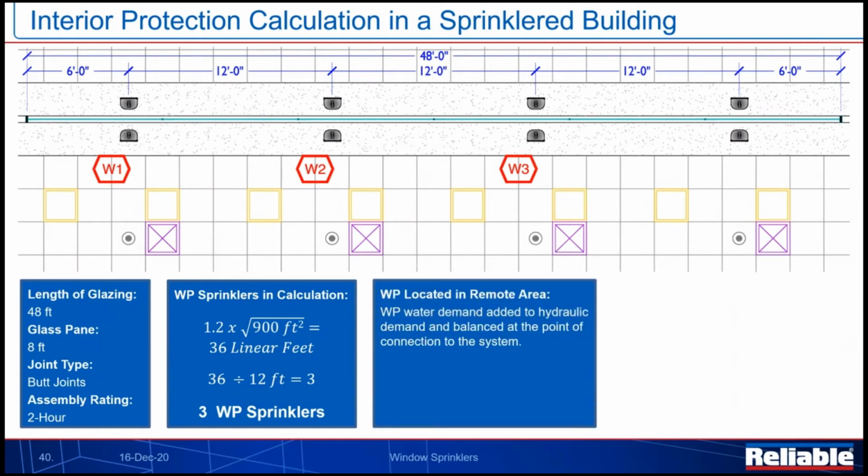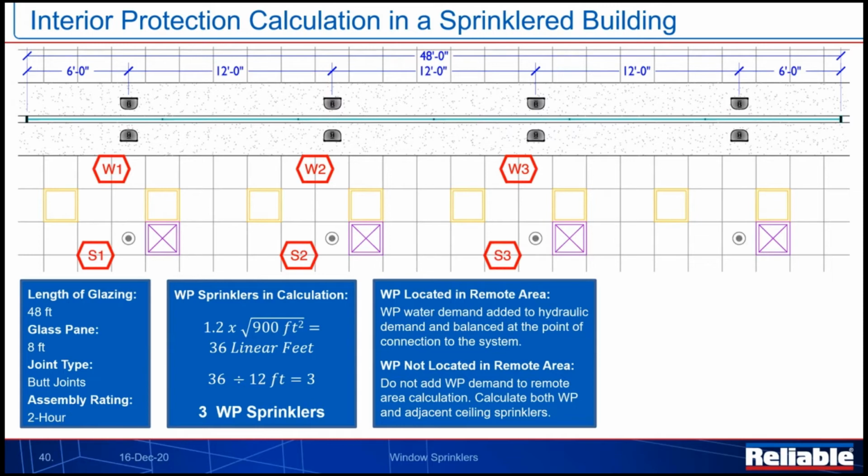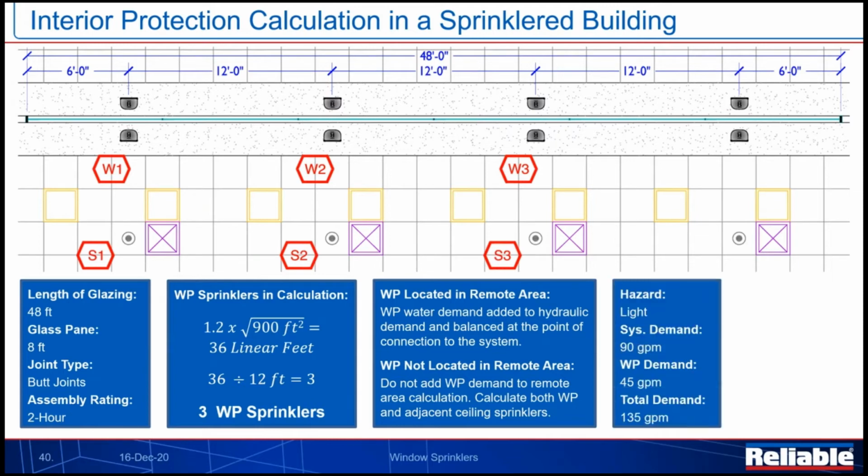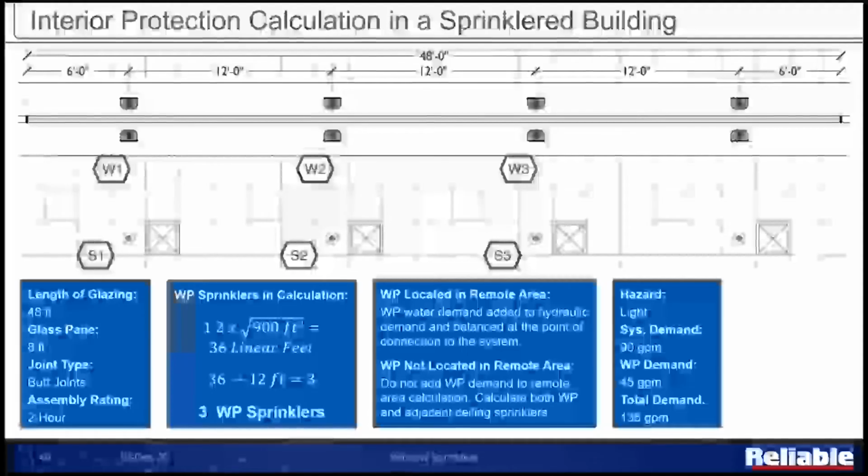With the remote area, same situation as before. Nothing changes because of the glazing material or because of the quick response reduction. So we're adding more sprinklers to our hydraulic calculation. Again, it's going to be a light hazard calculation. The demand of the system could be 90 gallons per minute, 0.1 times 900. Our window sprinklers, we're down to 3. So now we're going to flow 15 gallons per minute times 3, 45 gallons per minute minimum. And then adding those together, our total demand now is 135.